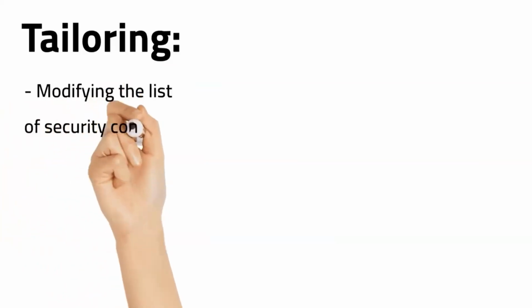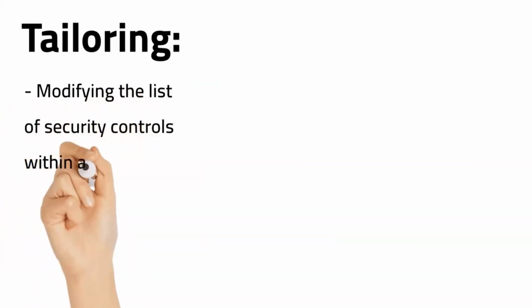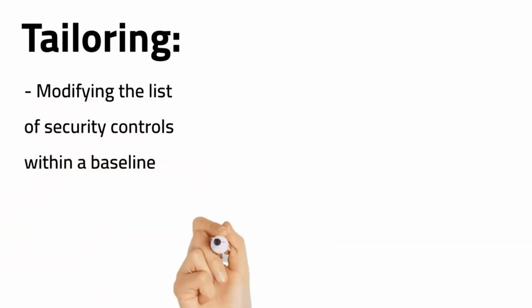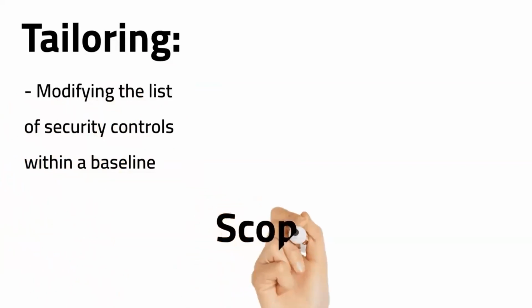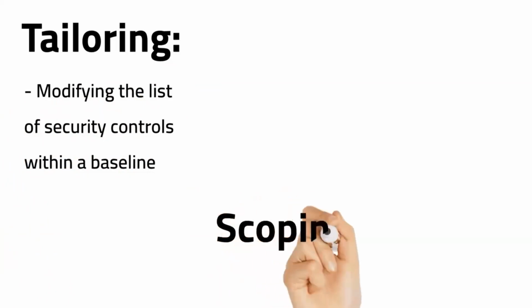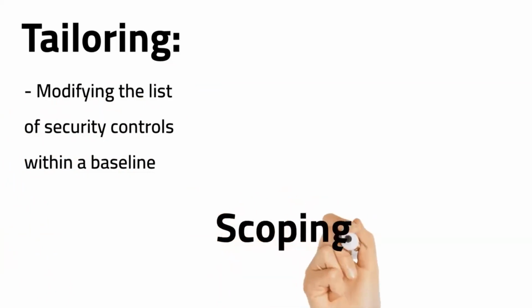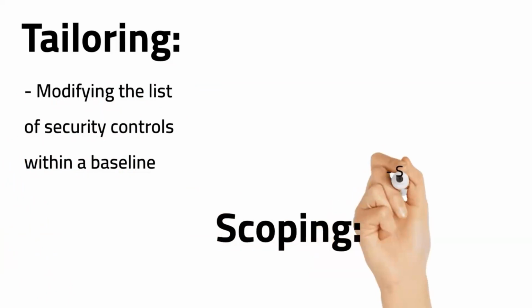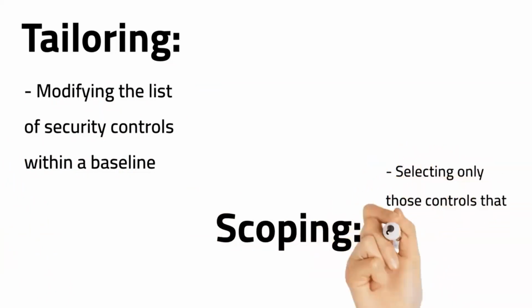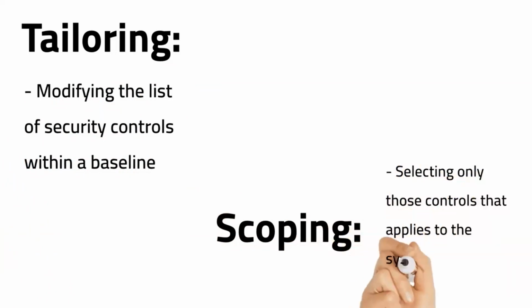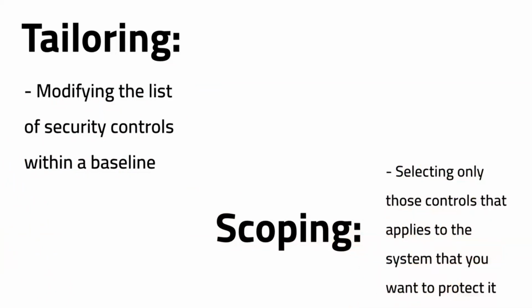What is tailoring? Tailoring refers to modifying the list of security controls within a baseline to align with the organization's mission. What is scoping? Scoping is part of the tailoring process, but it refers to reviewing a list of baseline security controls and selecting only those that apply to the IT system that you are trying to protect.